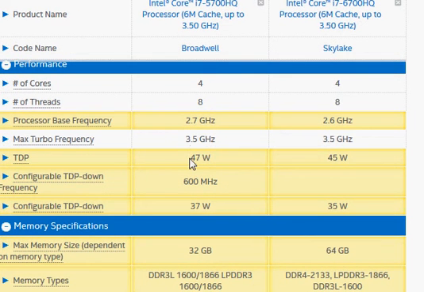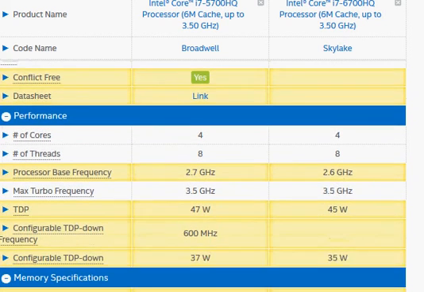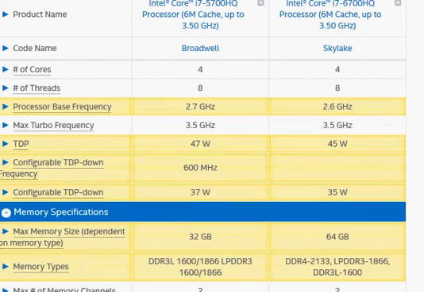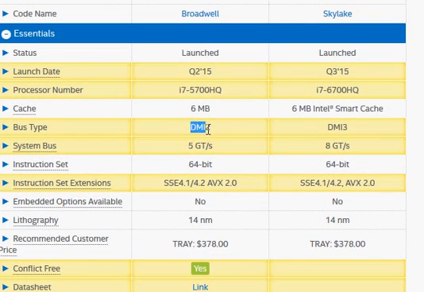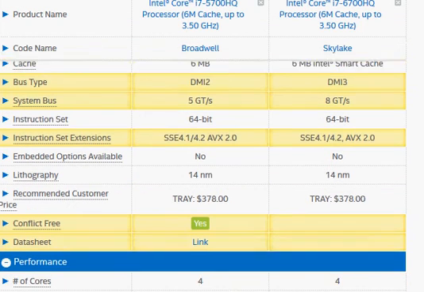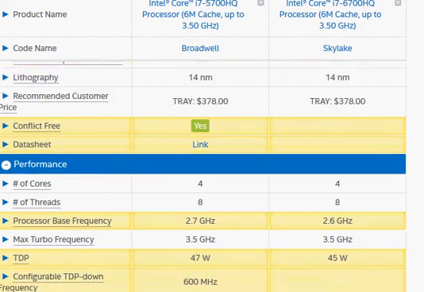On the power envelope, they should be about the same because both follow the same 14 nanometer lithography. In terms of the bus between the processor and the chipset, we have a slightly faster DMI3 in Skylake that can go up to 8 giga transfers per second, but you will need to have all your PCI Express working at their peak transfer rate to be able to make that difference visible.